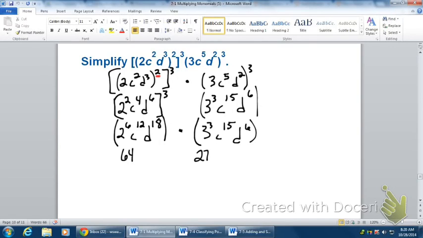All right. Now these numbers are being multiplied by each other. So what's 64 times 27? Did you say 64 times 27? 1,728. There you go. 1,728.